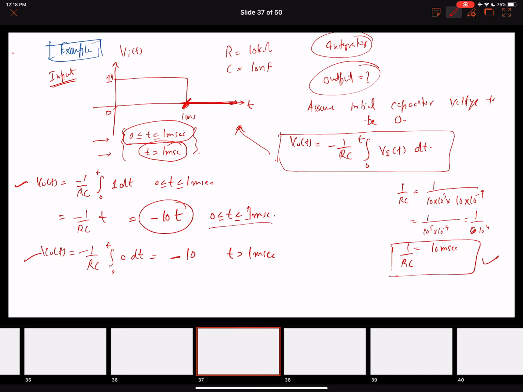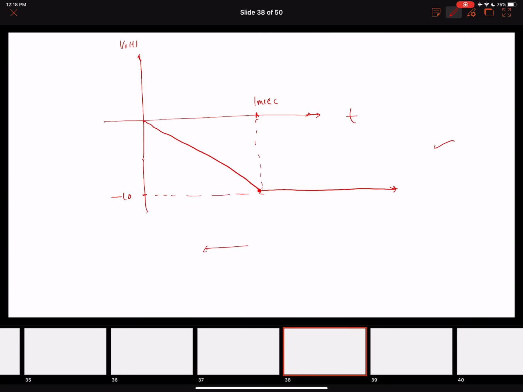This is how we can easily find out the output of the integrator circuit. We started with this equation that we already know. We assumed that the initial capacitor voltage, VC, was equal to 0. Then looking at the input, we found the output at two different time ranges: between 0 and 1 millisecond, when our input voltage was 1 volt, and beyond 1 millisecond, when it was 0. We found two output voltages, and then we plotted them. So this is the end of this example problem.